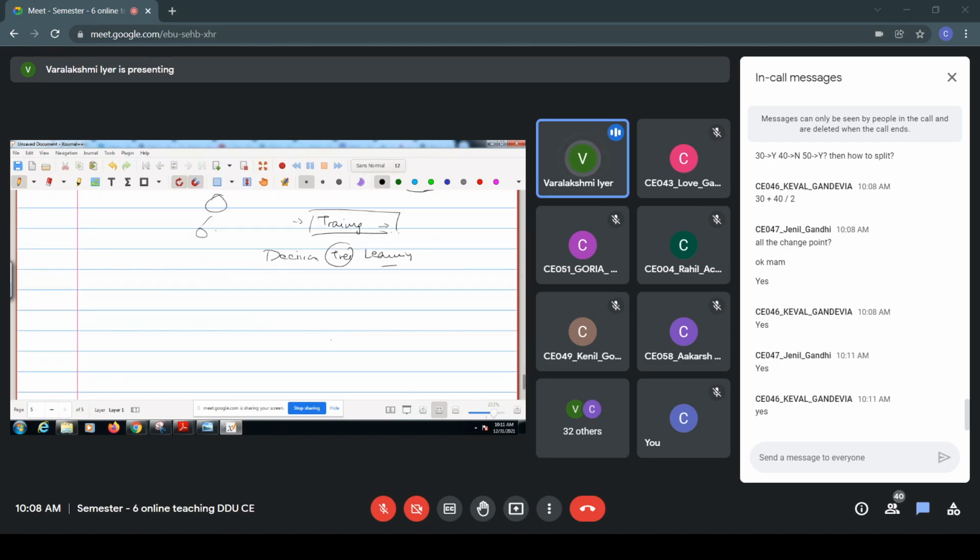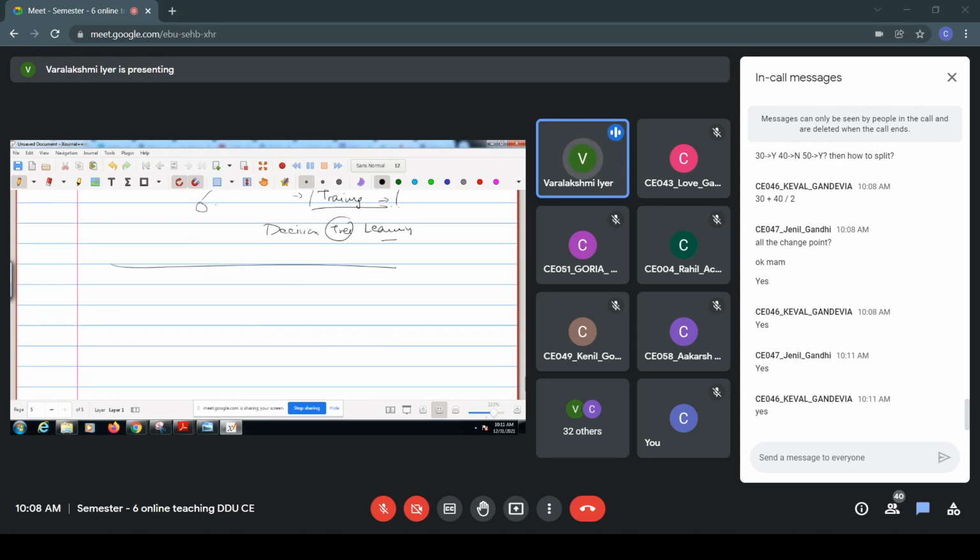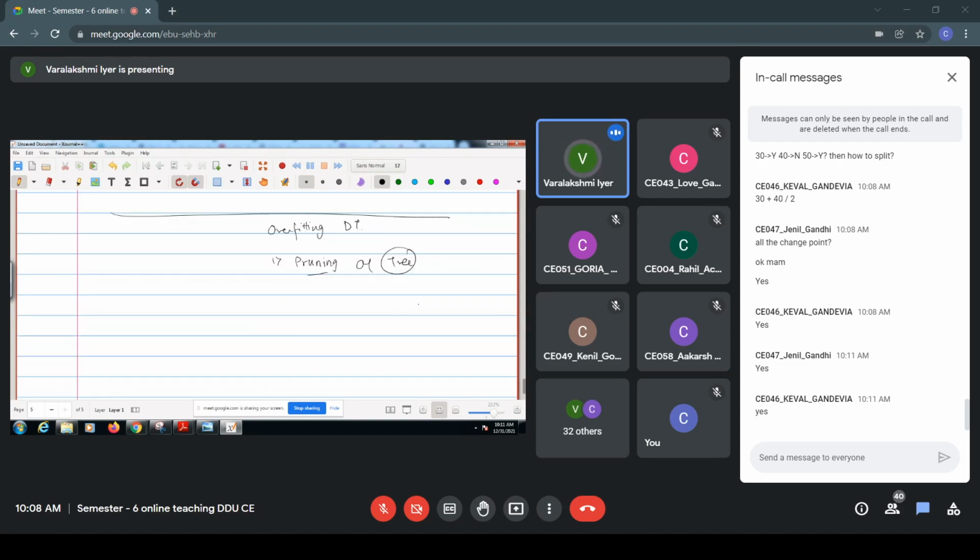Okay. Now, how to overcome overfitting in decision tree learning? There are two cases. One is pruning of the tree, which we will be discussing. One is pre-pruning and one is post-pruning.